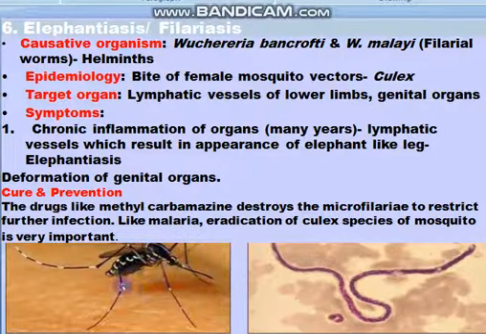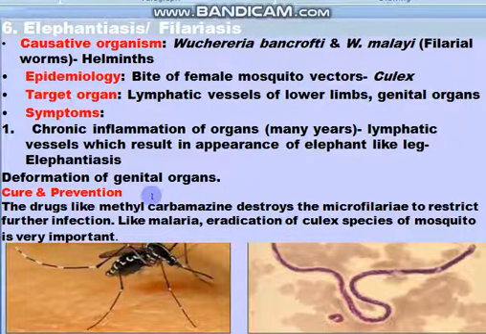So this is the female Culex mosquito, which transmits Wuchereria bancrofti, and this is the microscopic structure of Wuchereria bancrofti. And in the case of elephantiasis or filariasis, what are the cure and prevention? Drugs like diethylcarbamazine destroy the microfilariae to restrict further infection, and like malaria, eradication of the Culex species of mosquito is very important. As it is caused by the bite of the female Culex mosquito, eradication of the mosquito is the main prevention of this disease. Moreover, drugs like diethylcarbamazine also destroy the microfilariae to restrict further infection of Wuchereria bancrofti.